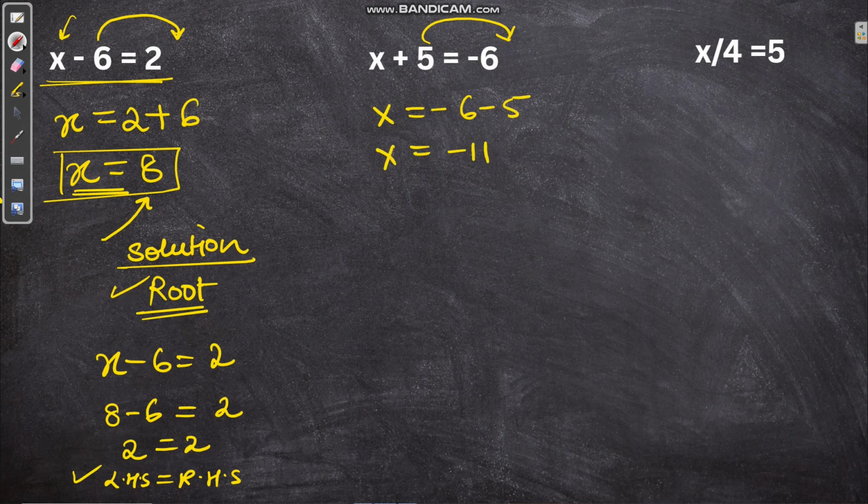If you don't know how minus 6 and minus 5 is minus 11, I have already put a video on integers. Please have a look at that video, because when there are two numbers with the same sign, you add them up and put the common sign. So this is the answer, this is the solution.